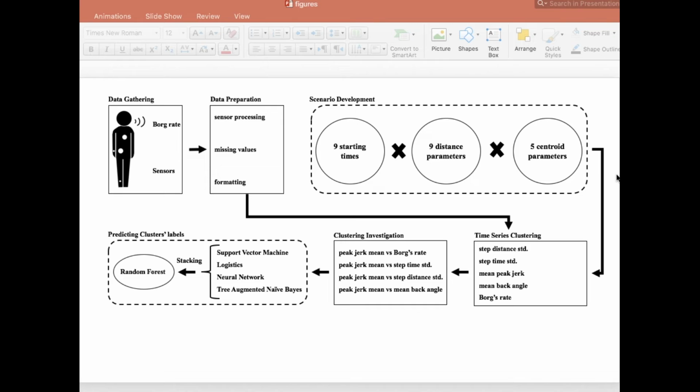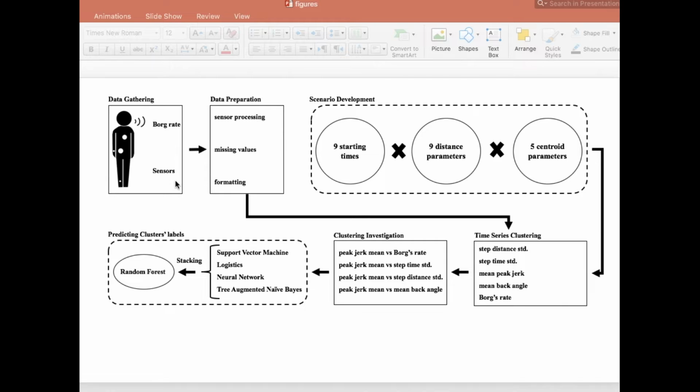Hello everyone, in this video I explain the methodology of this paper. First of all, we had data gathering. Basically, two types of data are gathered. The first type comes from interrupting the subject and asking their fatigue levels through Borg's rate, and the second one is sensor data.